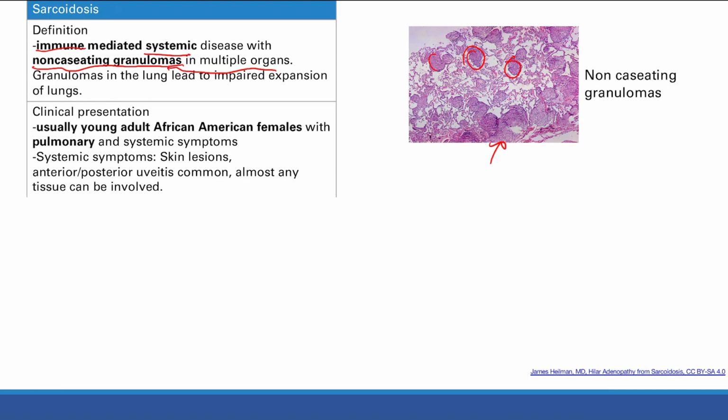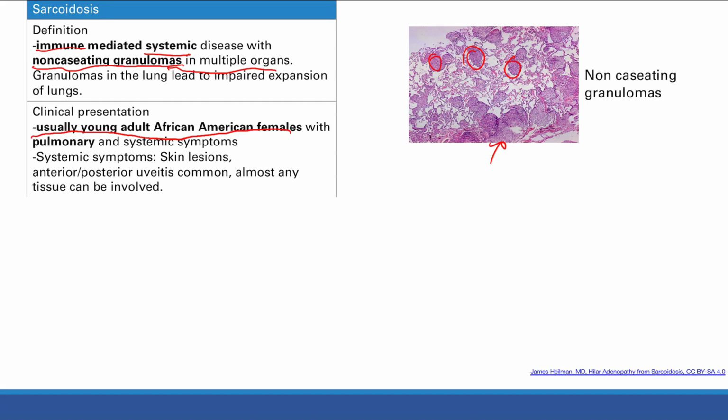Okay. And the key thing here is if you see a young adult African American female with pulmonary and systemic symptoms, your answer is probably sarcoidosis. Okay. What are pulmonary symptoms? It's just vague stuff. Cough, shortness of breath, chest pain, breathing faster, not breathing very well. It's pulmonary symptoms. And a young African American female, be suspicious of sarcoidosis.